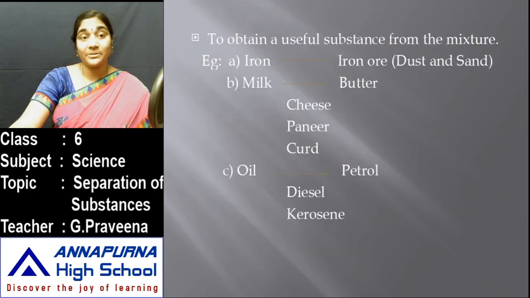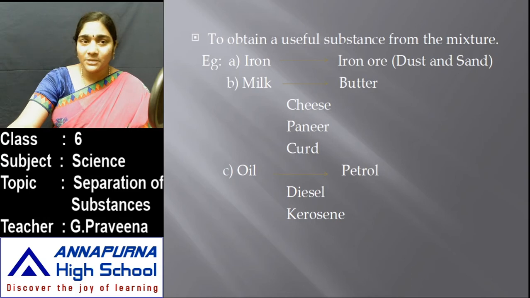Yes, and this separation is also to obtain a useful substance from the mixture. So the examples given are iron. Where do we get iron from? We get it from the earth crust. So this iron, we obtain in the form of an iron ore, which consists of dust and sand. So the iron particles have to be separated from this dust and sand.